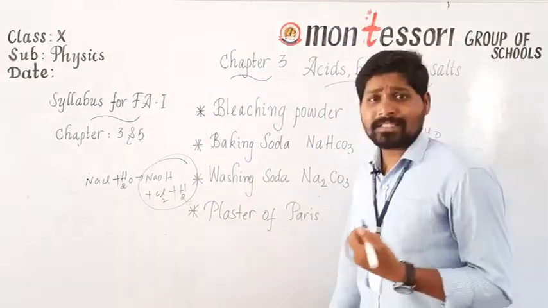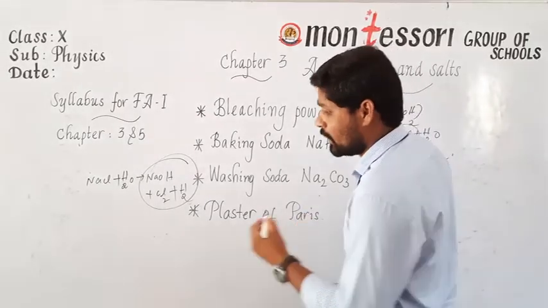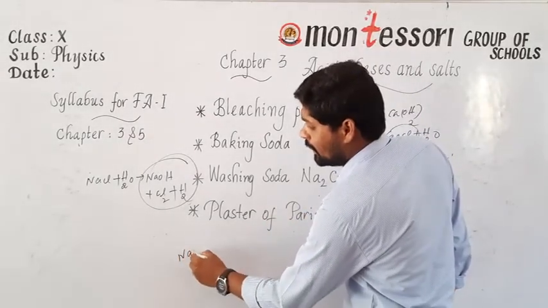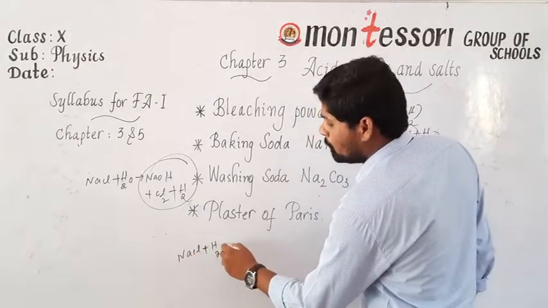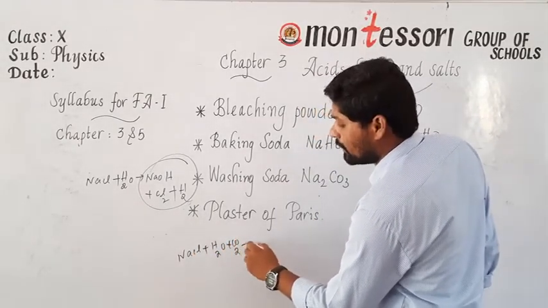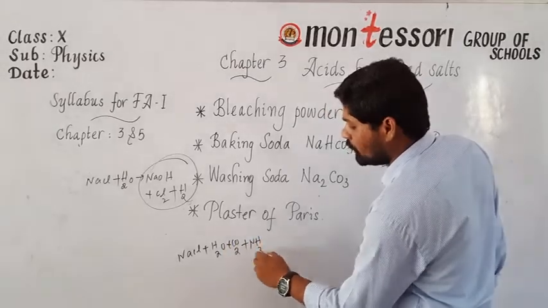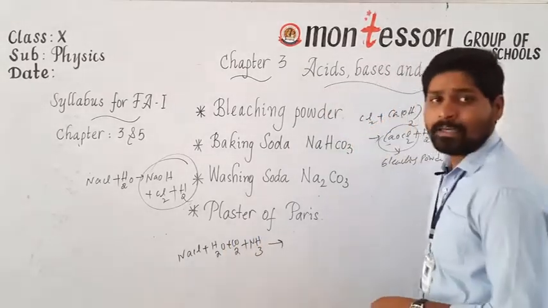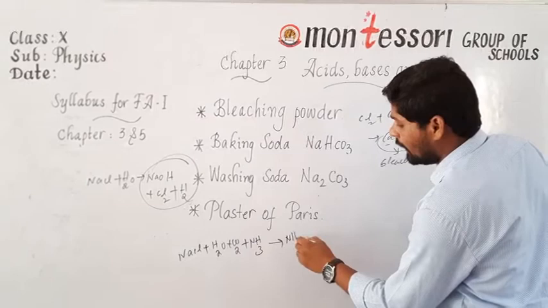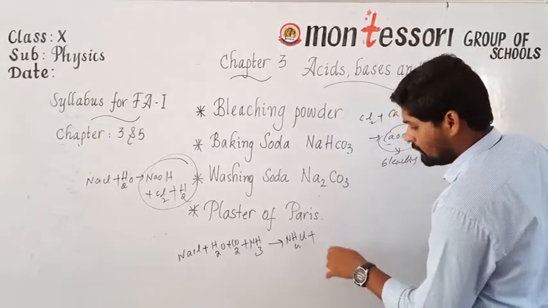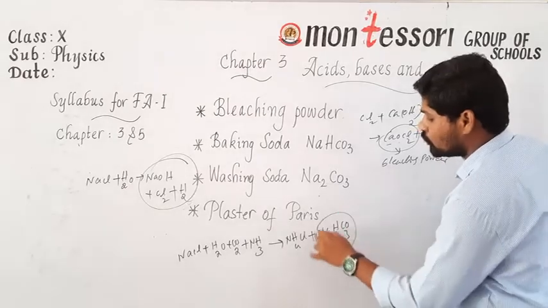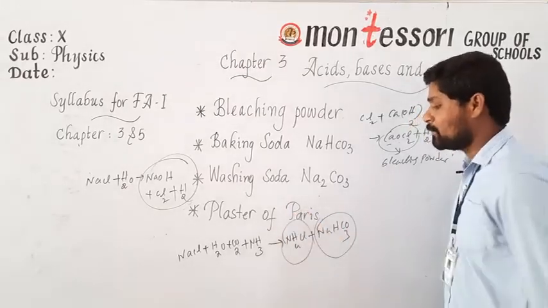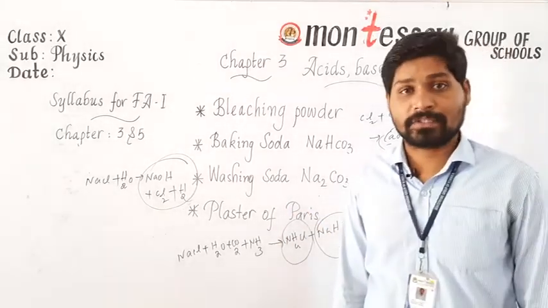What are the chemicals required for the preparation of baking soda? The first one is sodium chloride, NaCl, plus H2O plus CO2 plus NH3, ammonia. Then the final products are ammonium chloride, NH4Cl, plus NaHCO3, sodium hydrogen carbonate, in this reaction.